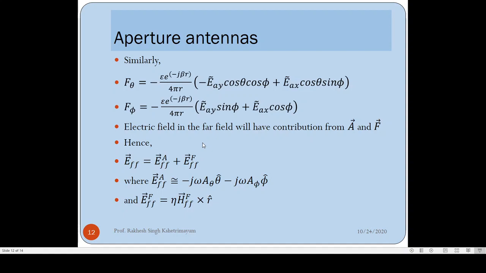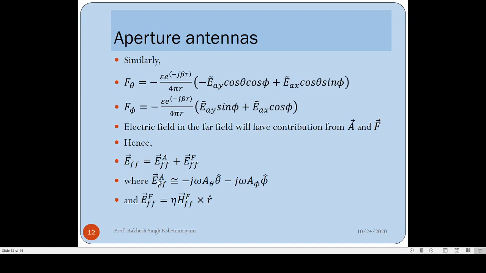So what you want to find is the electric field and magnetic field. The magnetic vector potential and electric vector potential are found first so that we can easily find the electric field and magnetic field. We have already discussed why we first find the electric vector potential and magnetic vector potential and then find the fields. It's easier for us. So now the electric field in the far field will have contributions from the magnetic vector potential and electric vector potential. So we'll have two components, one from A and one from F.